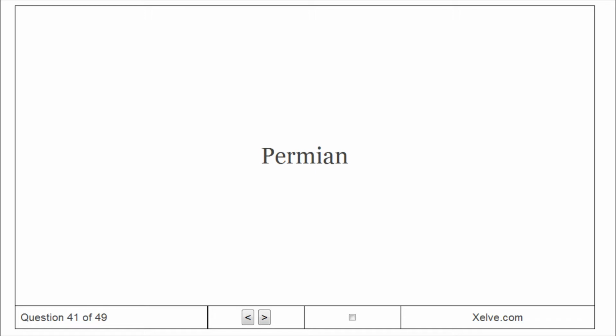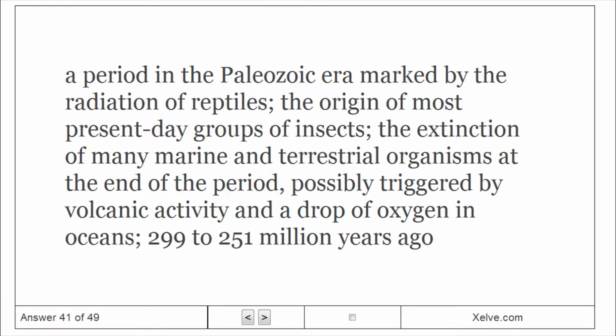Permian. A period in the Paleozoic era marked by the radiation of reptiles, the origin of most present-day groups of insects, the extinction of many marine and terrestrial organisms at the end of the period, possibly triggered by volcanic activity and a drop of oxygen in oceans, 299 to 251 million years ago.